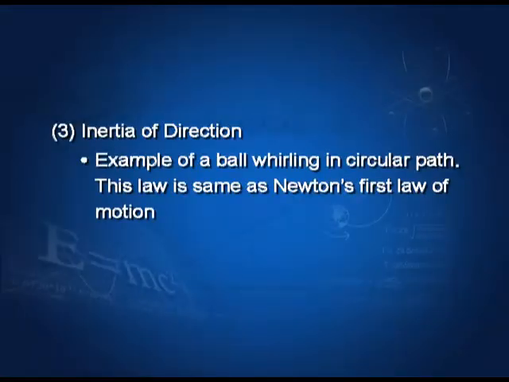Third type of inertia, that is inertia of direction. It says that any object which is moving in a straight line opposes any change in its direction. For example, an object is tied with a string and is being whirled on a circular path. If you release this string, then the body moves in a straight line. That means the body will not change its direction anymore.